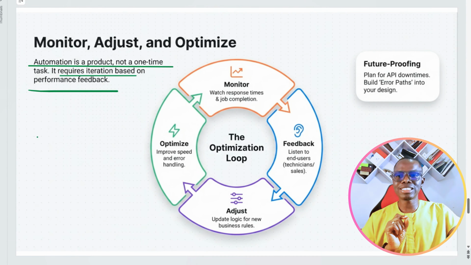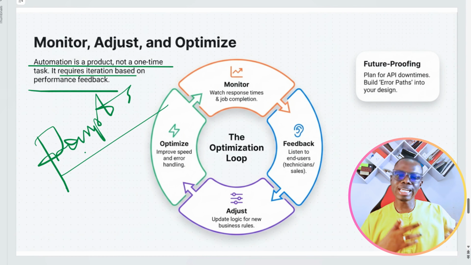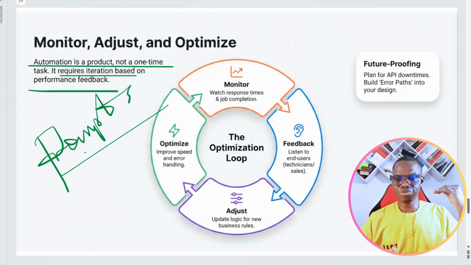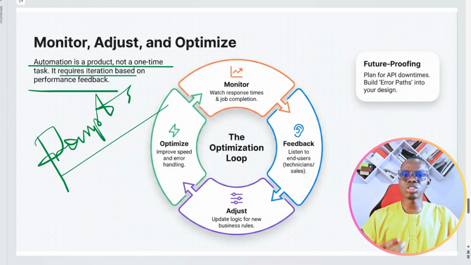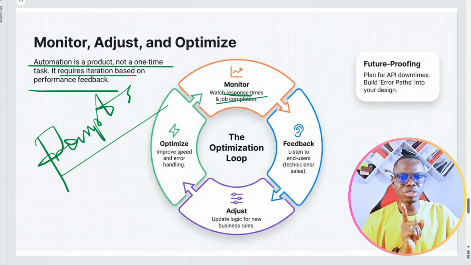And this is directly close to what I call prompting, especially if you're using AI agents in your automation. You'll be fine-tuning your prompt to ensure that it's doing what it's supposed to do. So you monitor, you adjust, you optimize. You watch response time and job completion, not just whether it's done the work. You also want to watch the response time.